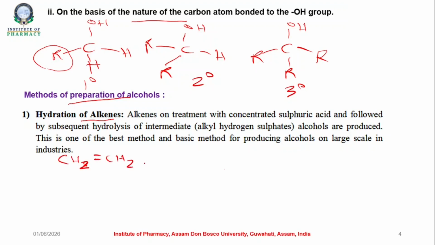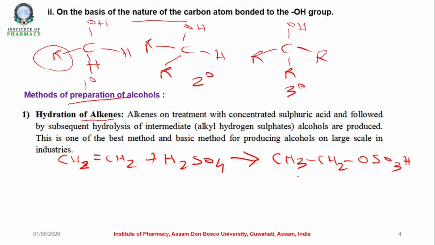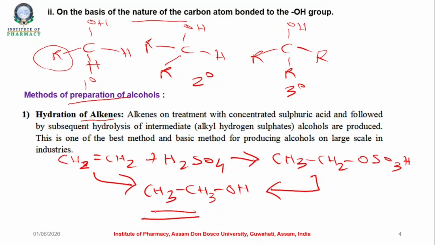This reaction proceeds in two steps. In the first step we will get ethyl hydrogen sulfate. For example, if we take ethene, and then simultaneously from here we will get our ethyl alcohol. So this will be our product from this alkene. This will be the ethyl alcohol and this will be the ethene. So this is one of the methods for preparation of alcohols. Let's see other methods.